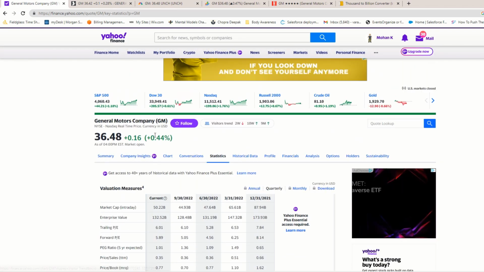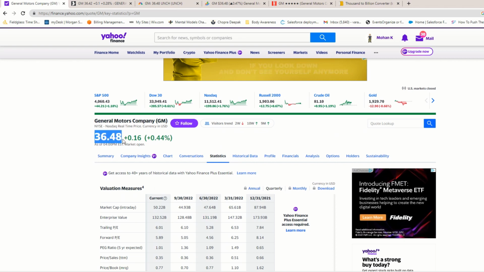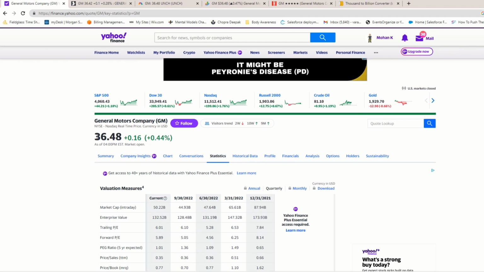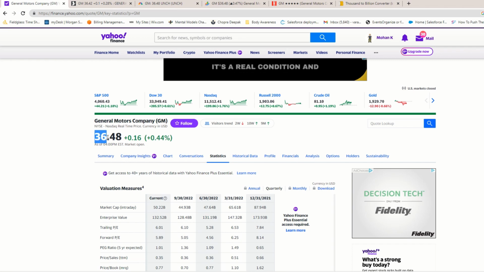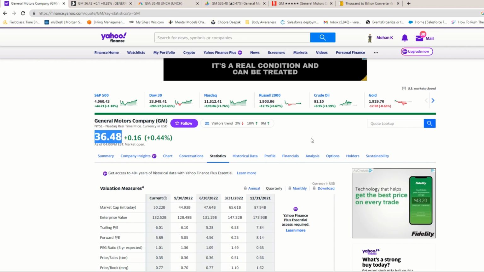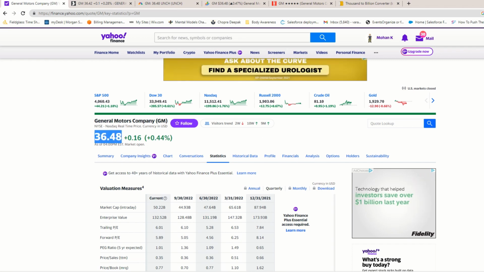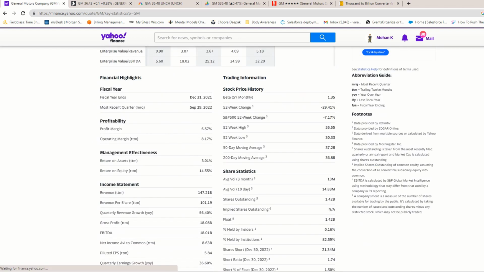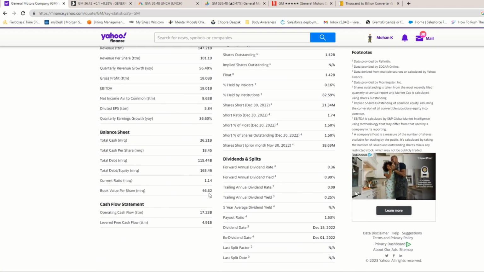So if you look at the market price, that is 36.48. So it means the market price is less than the book value, actual book value, that is cheaper. So which is good for the business. If you want to buy this now by paying $36.48 per share, you pay $36.48, but actually you will have $46.62 as a book value, which is good. For a buyer, for an investor, this is a good thing.